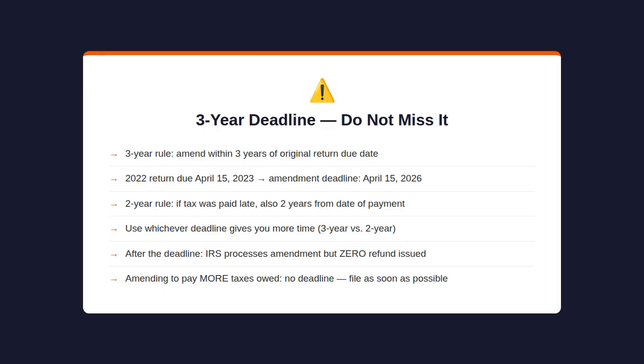There's also a separate 2-year rule: if you paid your tax late, meaning you owed money and paid it after April 15, you have 2 years from the date you paid the tax, whichever is later. If you miss both of these windows, the IRS will process your amendment but will not issue a refund.